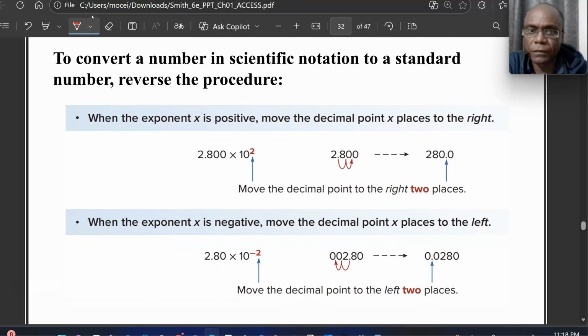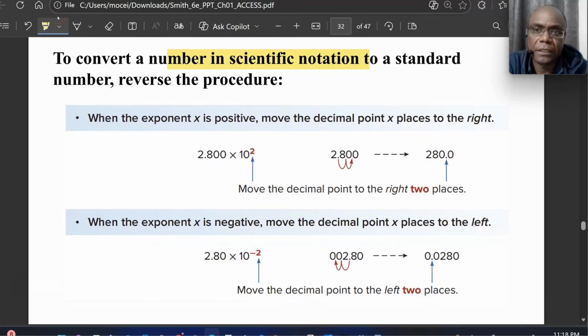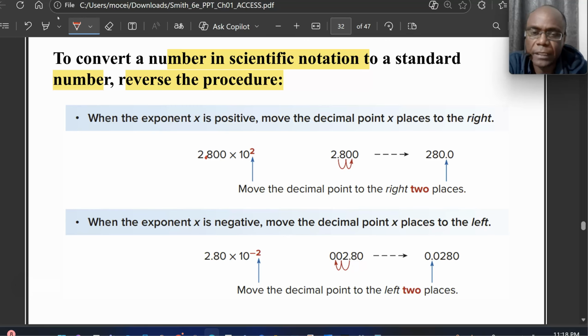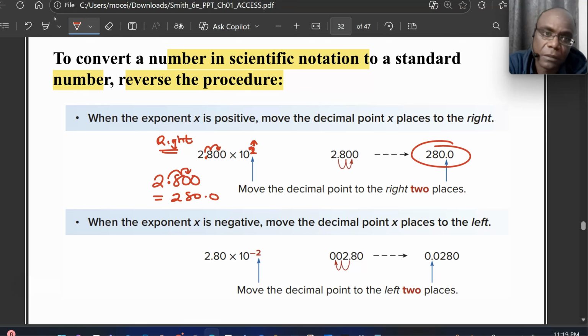Okay. So to convert a number in scientific notation to a standard number, you use the reverse procedure. So for example, 2.800 times 10 to the power 2. This 2 means that you're going to move your decimal point 2 places to the right. So it's the opposite procedure, because now we are going from scientific. If you have a positive exponent, you are moving your decimal point to the right by the value of the exponent. So in this case, we are moving it 2 places to the right. So from here, 1, 2. So our answer here will be 280.0, which is what's shown here.